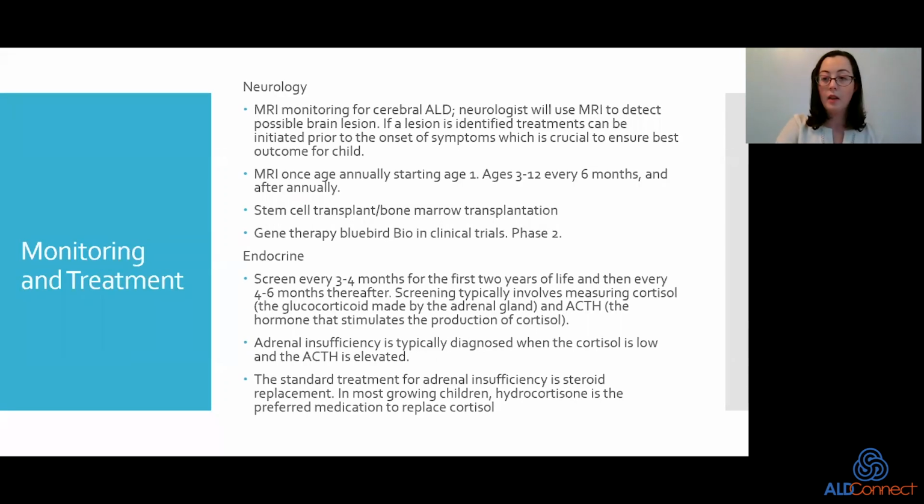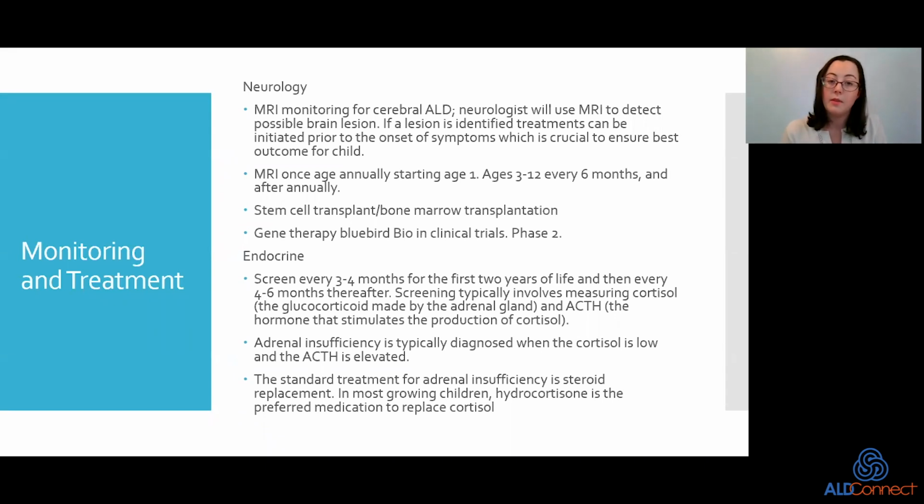Okay. So I've highlighted a few different important steps to take in terms of monitoring and treating the condition. The MRI is very important for detecting the cerebral form of the ALD. Usually it'll happen at least annually starting ages 1 to 2, and then by ages 3 to 12, when we know boys are prone to develop the condition, it would be every 6 months. Once a lesion is detected, it's very important to start treatment before the onset of symptoms.